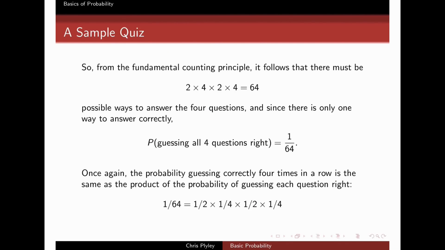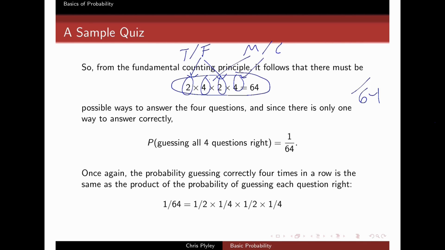So what does that mean for our quiz? If I take the counting principle into account, there's 2 ways for me to answer a true or false question, 4 ways for me to answer my multiple choice question. So that means that there should have been 2 ways for me to answer the first question, 4 the second, 2 the third, and 4 the fourth. And when I multiply these together, it tells me how many ways I can answer the quiz.